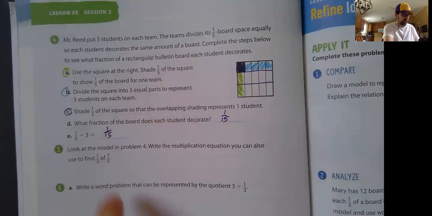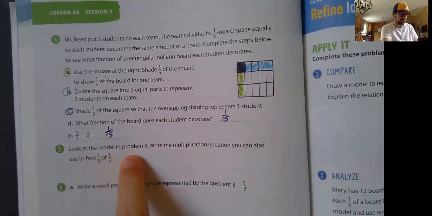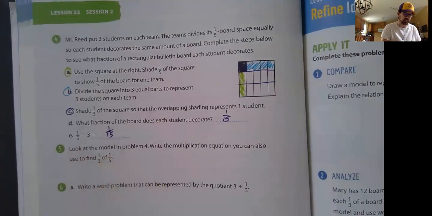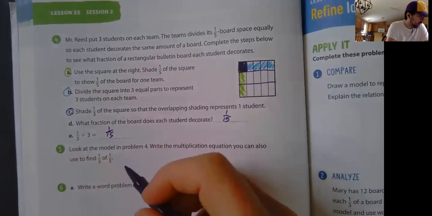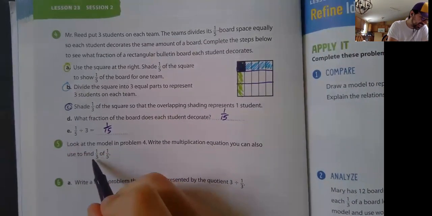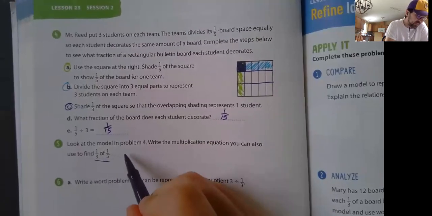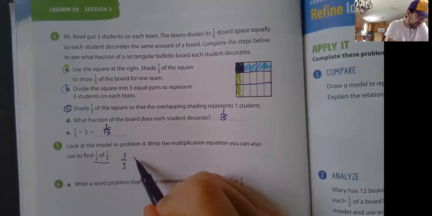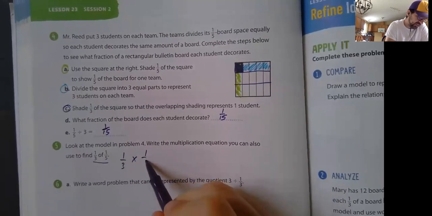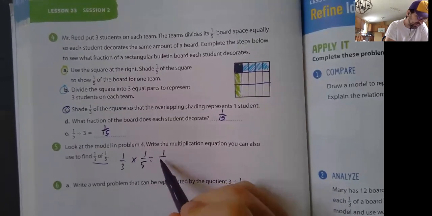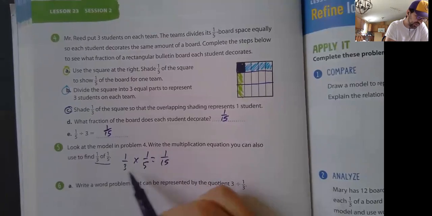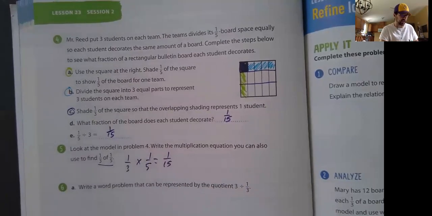Okay, look at the model in problem 4. Write a multiplication equation you could also use to find 1/3 of 1/5. Well, again, this basically tells us the multiplication problem, doesn't it? 1/3 of 1/5. That's equal to 1/15. 1 times 1 is 1, 3 times 5 is 15, and that works really nicely, doesn't it?